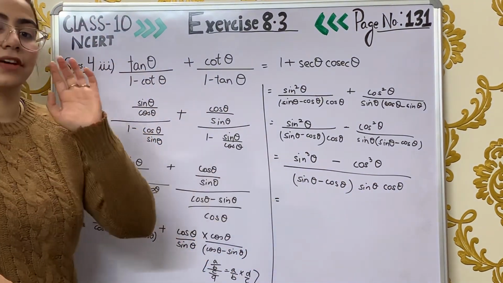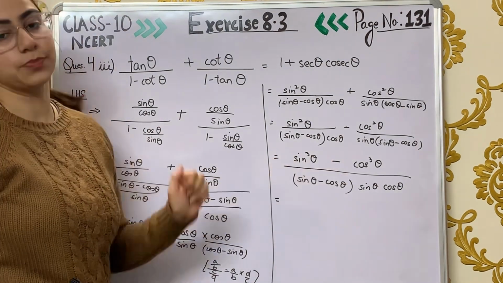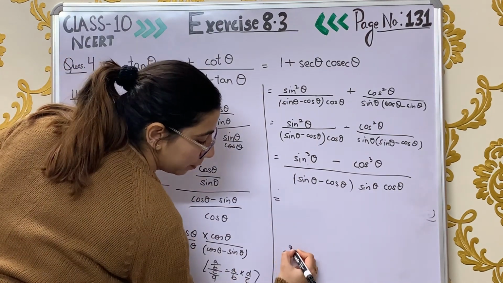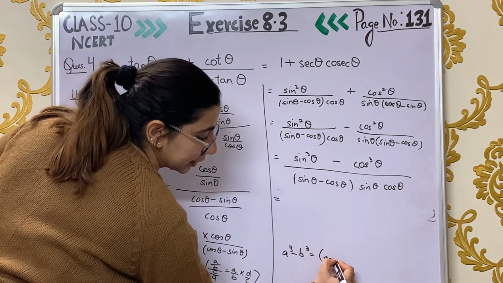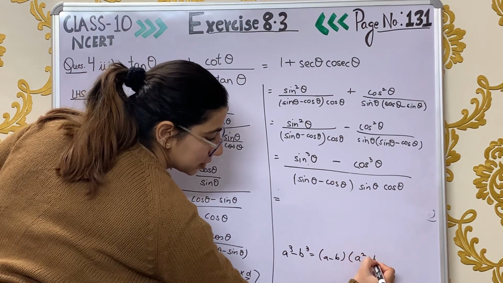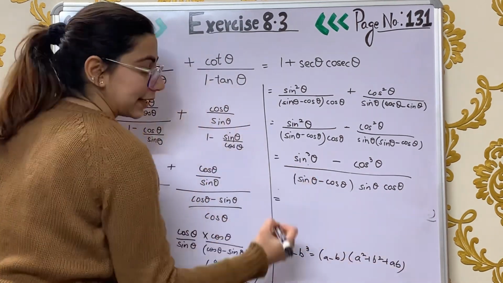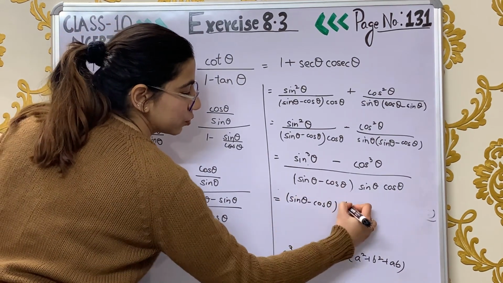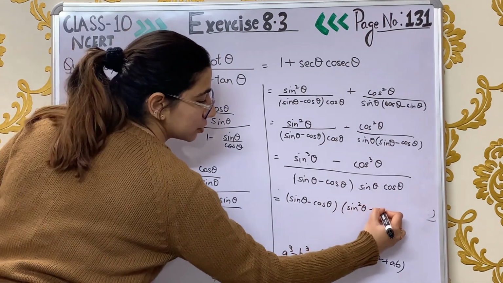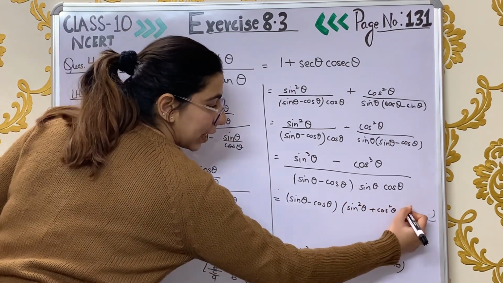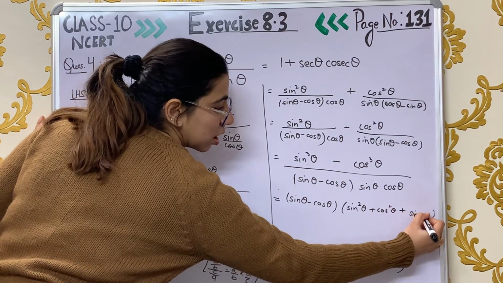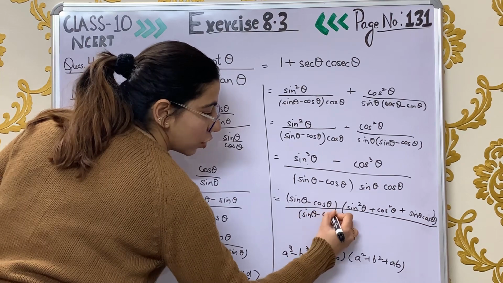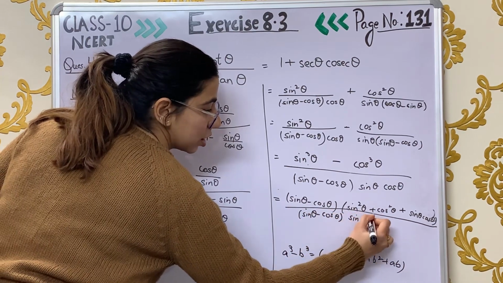Now in class 9 we have studied the formula of a cube minus b cube. Let's apply that. And what is a cube minus b cube? A cube minus b cube is nothing but a minus b into a square plus b square plus ab. So let's just apply that here. It's going to be sin theta minus cos theta into sin square theta plus cos square theta plus sin theta into cos theta, divided by sin theta minus cos theta into sin theta cos theta.